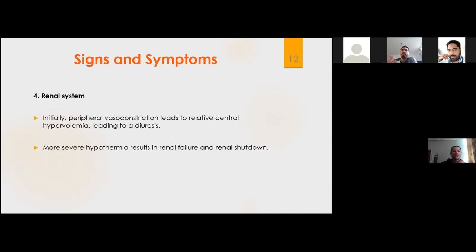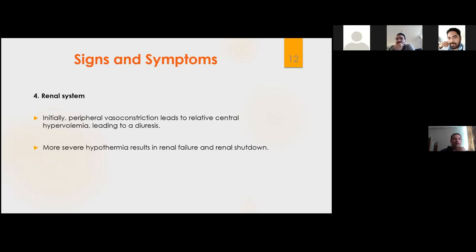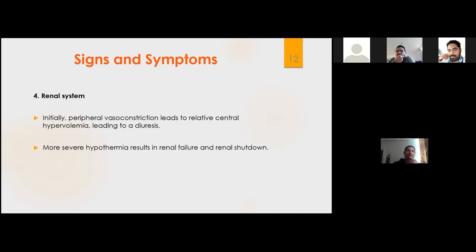Let me discuss the renal system. Initially there is a peripheral vasoconstriction that leads to relative central hypervolemia, leading to diuresis. More severe hypothermia results in renal failure and renal shutdown. Due to exposure to cold, peripheral vasoconstriction leads to central collection of blood, which leads to hypervolemia and diuresis. So we should be careful in resuscitating a patient with hypothermia. Initially we might not need a lot of IV fluids, but later when we start to warm the patient, we might need fluid resuscitation.